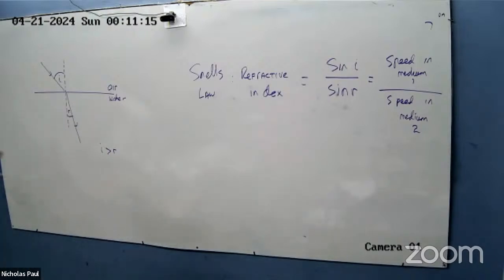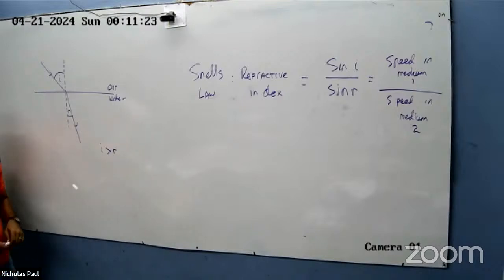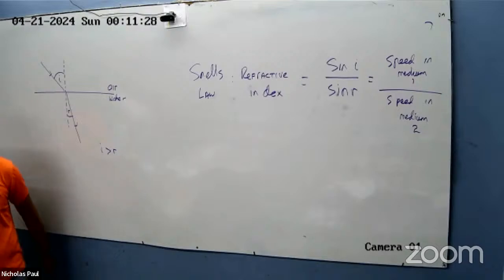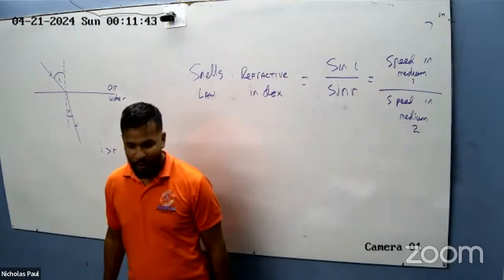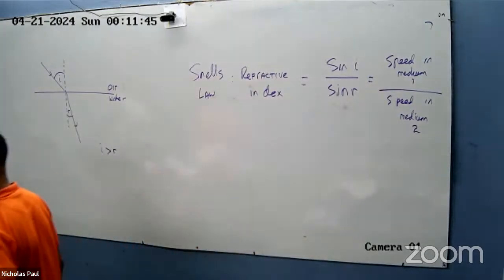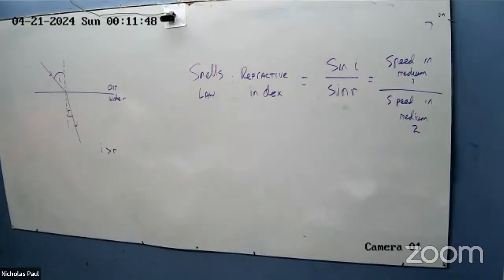Right, then write the formula. What's the SI unit of refractive index? It has none, because it's a ratio. So refractive index has no unit.